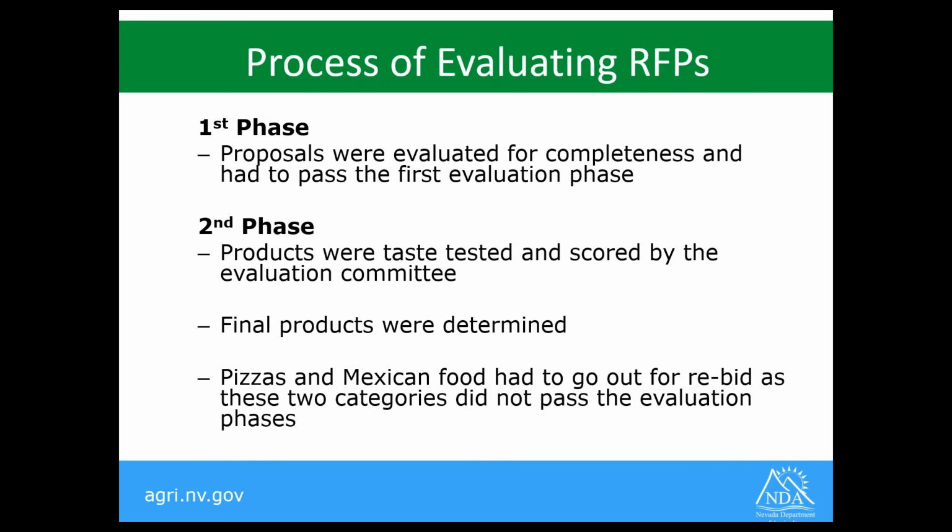The second phase is when the evaluation committee does a taste test of the products. The committee meets together, tastes each item, and scores the products with a specific scoring criteria. Once all scoring has been completed, the scores are added up. There is a final discussion amongst the evaluation committee, and the vendor is chosen. During our last RFP, the proposals we had for both pizza and Mexican food did not pass the first phase of the evaluation and therefore needed to go out for rebid.